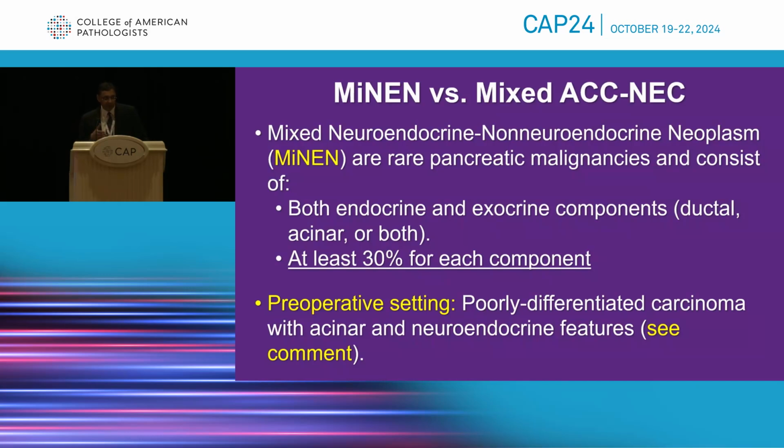And therefore, really a good segue to the concept of MiNEN, that being mixed neuroendocrine, non-neuroendocrine neoplasms, which is actually truly separate from mixed acinar and neuroendocrine carcinomas, two different diagnostic categories. As per the WHO, MiNENs are neoplasms exhibiting at least 30% of both endocrine and exocrine components, but they have to be distinct and separate. I typically make the diagnosis of MiNEN on surgical resections. I would never make the diagnosis of MiNEN on an FNB. It's just not worth it.